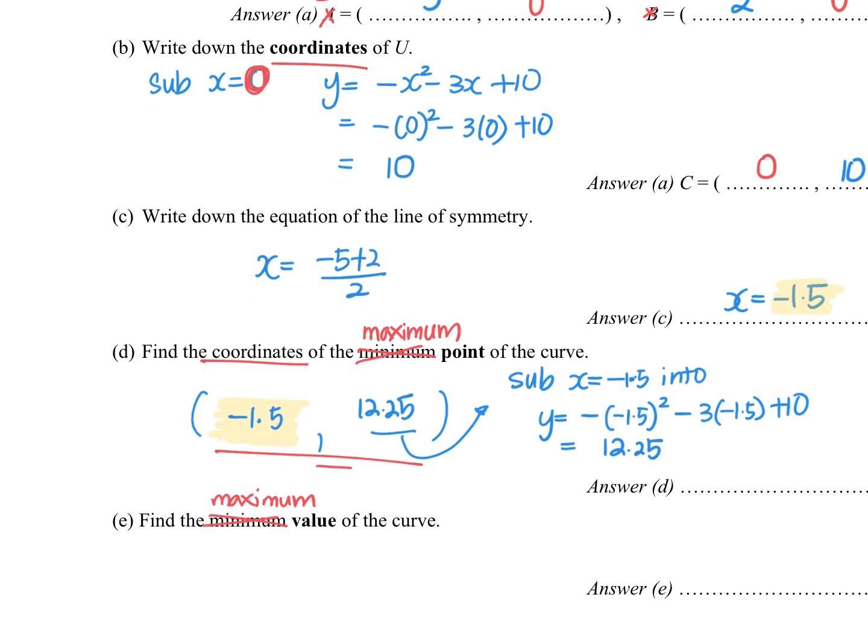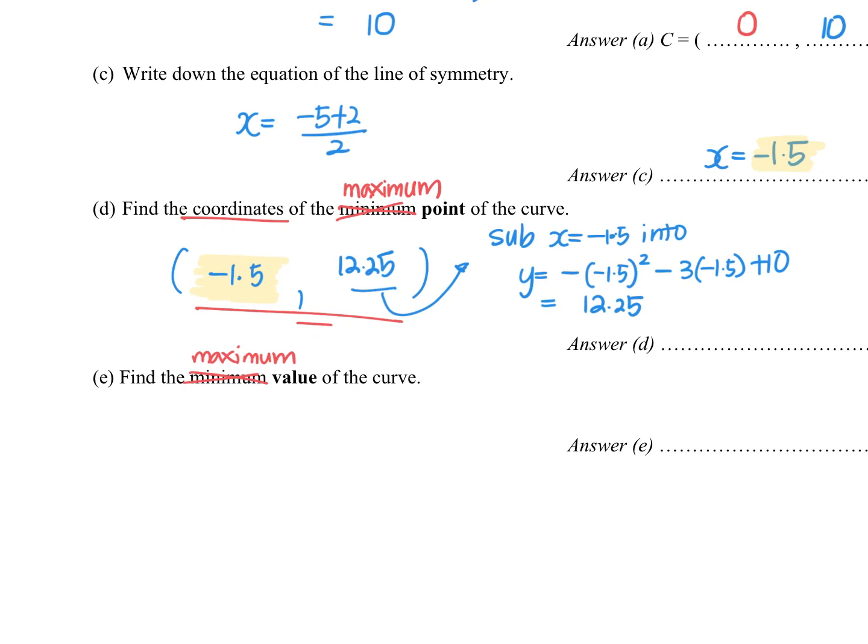Okay. Part C, last part, they want the maximum value of the curve. So they only want the value, which is actually our y value. So this one over here will be our maximum value, the answer, which is 12.25.